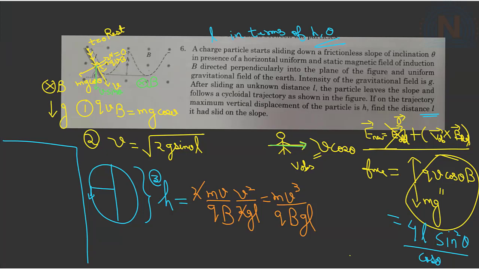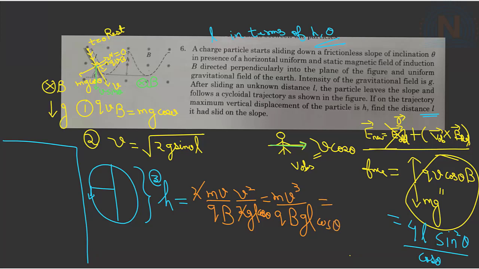You got it, right? A cos theta term is coming, so here an L cos theta term is coming for me. mv cube upon qB gl cos theta is what I am getting. Check. H I am getting as mv cube upon qB gl cos theta, and then I substituted all the terms carefully.